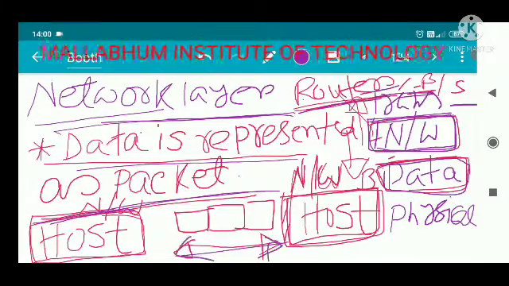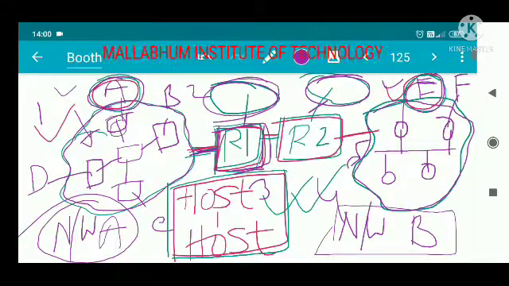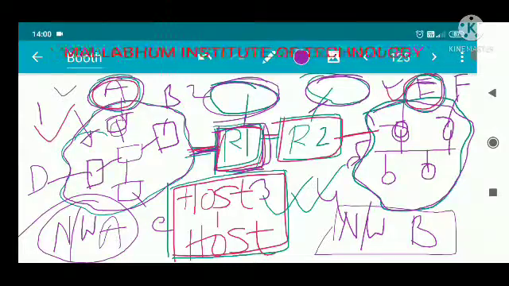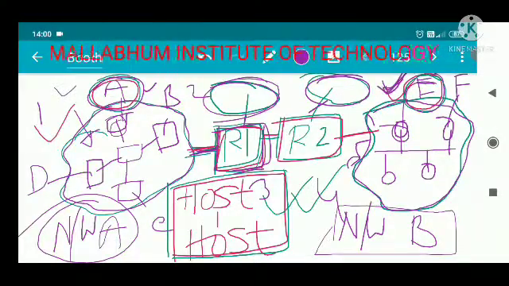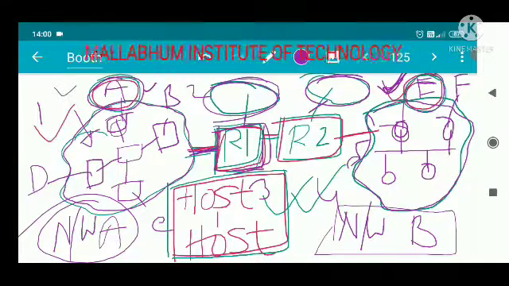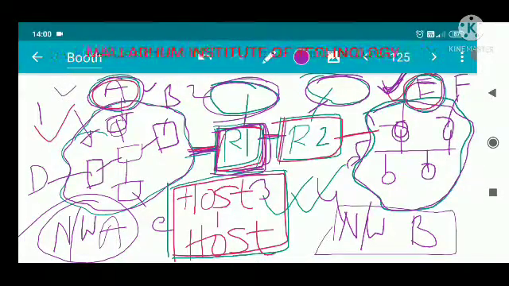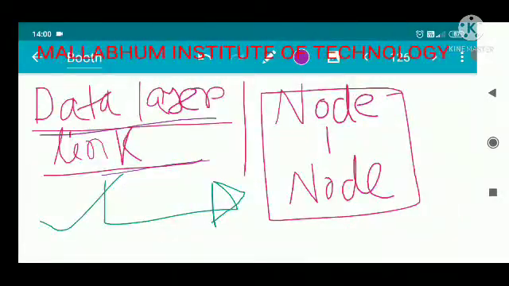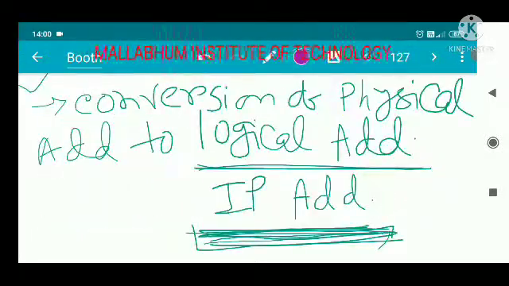Now what do we mean by host to host delivery? Host to host delivery means there is a network with one host situated here, there is another network with another host situated here, and the message is forwarded from this host to the other host. That is the function of the network layer. It is not responsible for delivering the message from one node to another node. And the data link layer is responsible for node to node delivery. You must remember that.